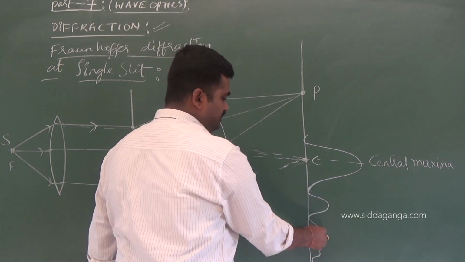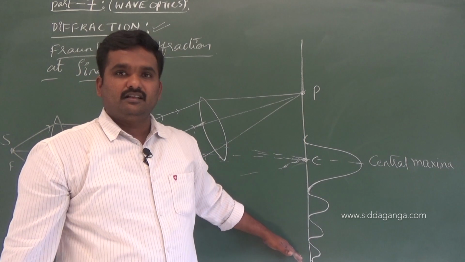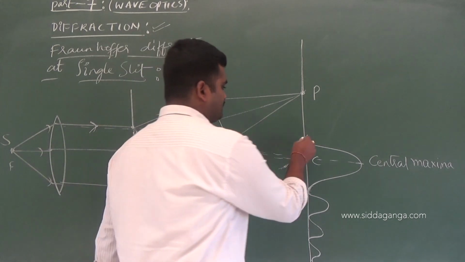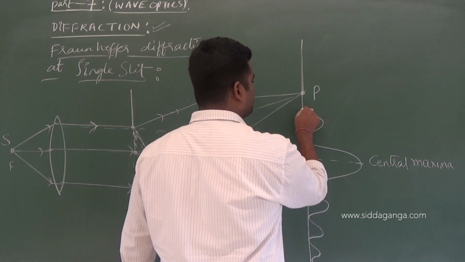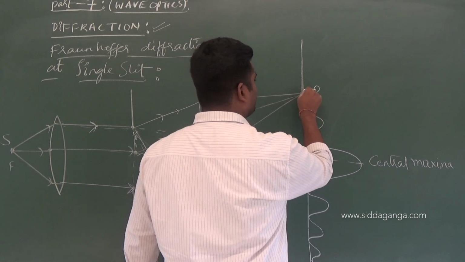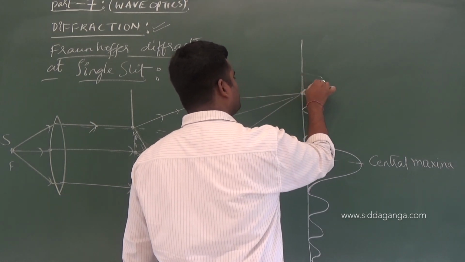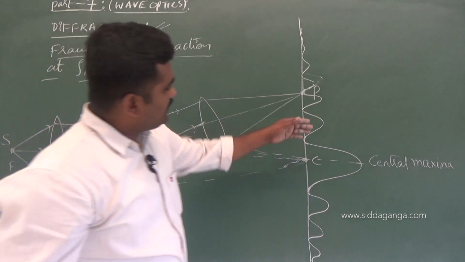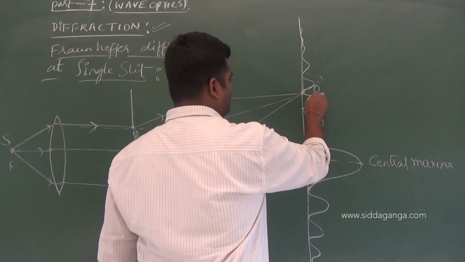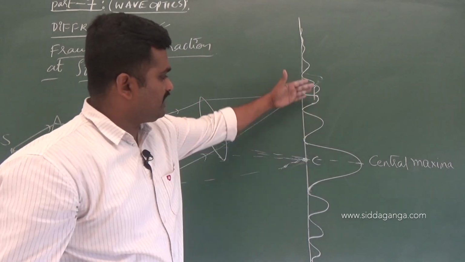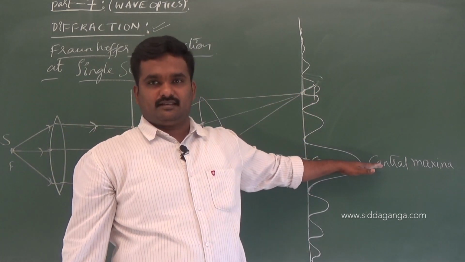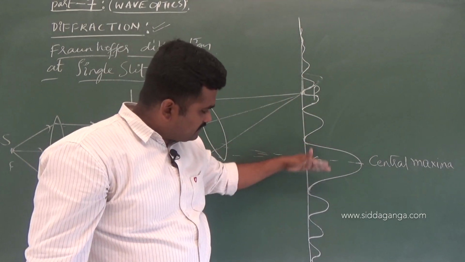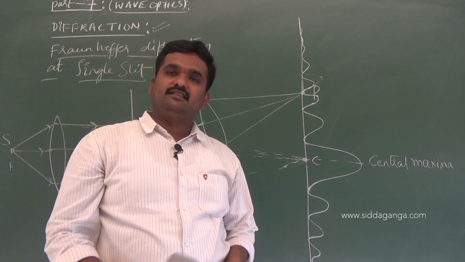What is happening to their intensity as they move away from the central bright? The intensity of these maximas goes on decreasing, on the other side also. The intensity decreases as you move away from the central maxima on either side. The central maxima has the maximum intensity.